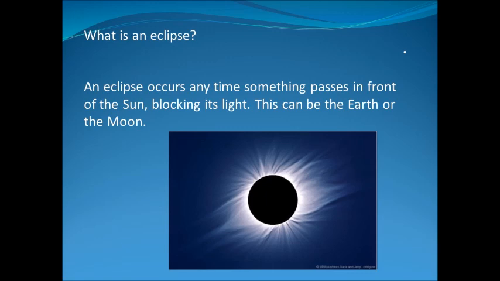An eclipse happens when something passes in front of the sun, like the Earth or the Moon. So, the Earth or Moon blocks the light of the sun. This is the meaning of eclipse. As you know, Earth rotates around the Sun, and the Moon rotates around the Earth. When the Earth, Moon, and Sun are in a straight line, an eclipse happens.